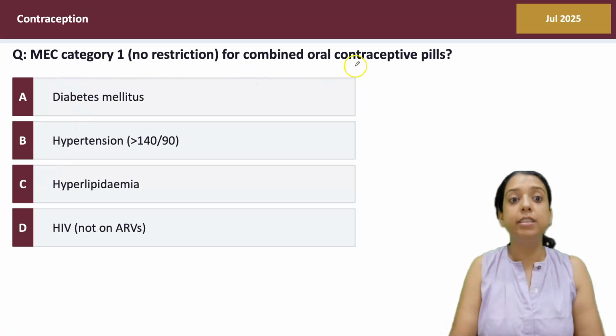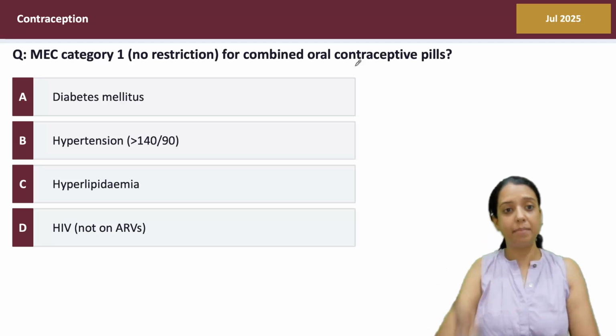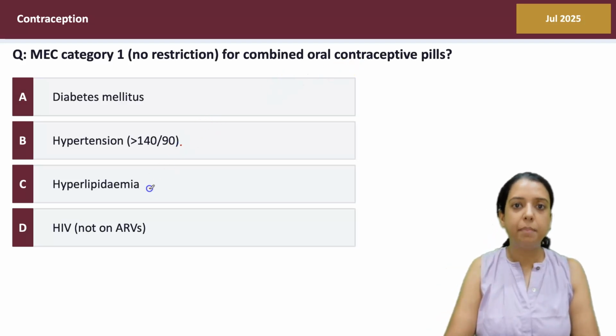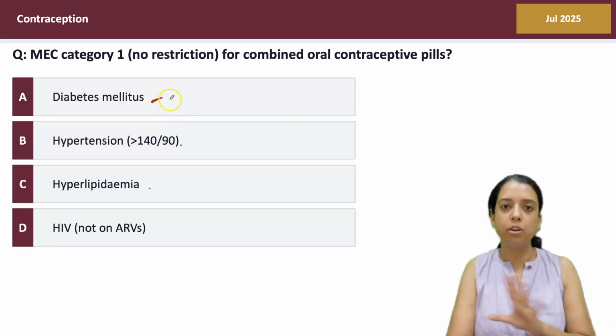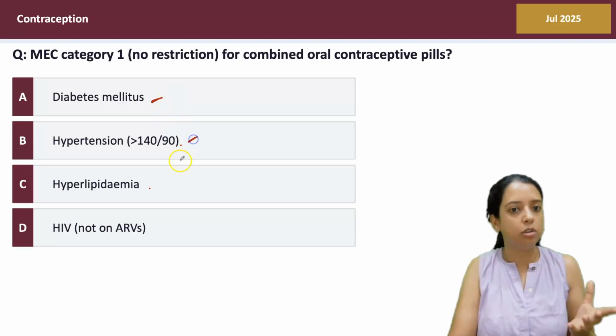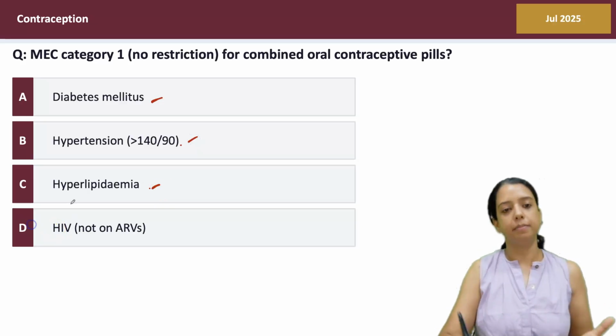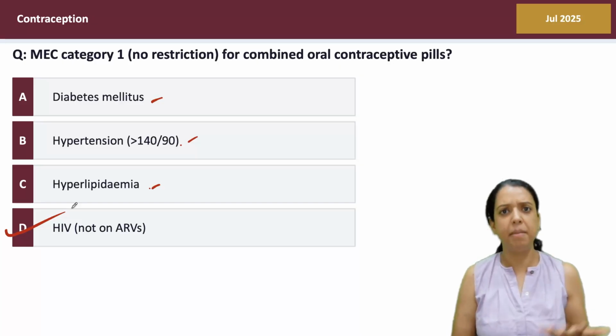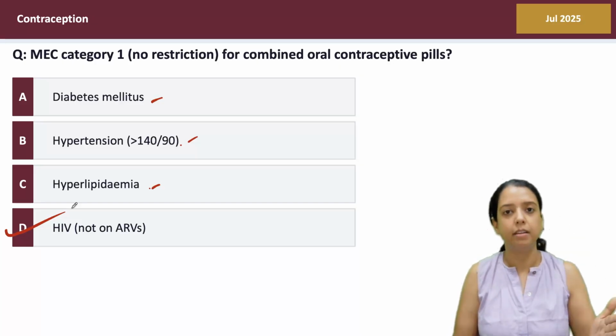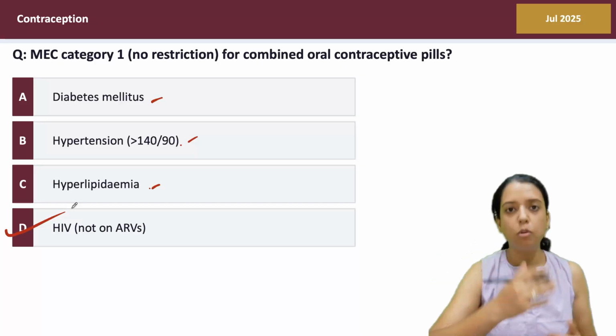MEC category 1 for cirrhosis, no restriction. Diabetes, hypertension, hyperlipidemia: uncontrolled diabetes is category 3, controlled diabetes category 2, hypertension 2, lipidemia no. HIV. This is something you don't have, please don't memorize MEC categories. Medical eligibility, you can't memorize. Just think. It is a hormonal pill.